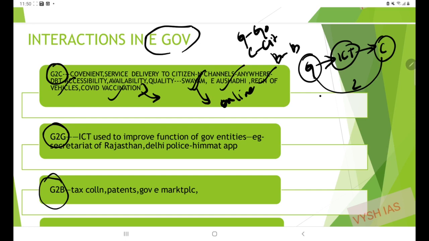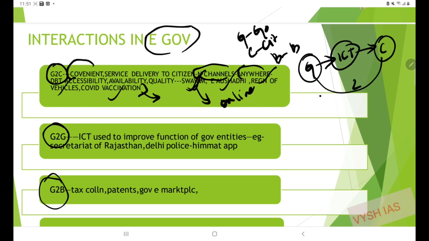Okay, so the delivery of the public service is becoming convenient in line with citizen centricity, and there are N channels, that means anywhere. So if we have to access this Swayam channel, we just need a smartphone or a computer, and by sitting in our homes we can access that. So that is anywhere we can access the service. So this is improving the convenience also.